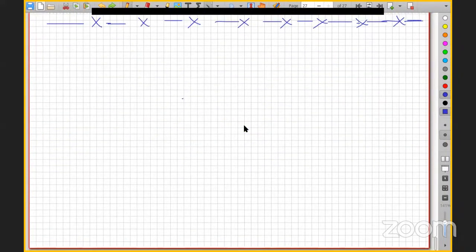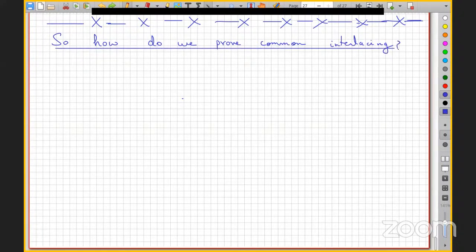Okay. So interlacing is good. So how do we get interlacing? Let's concentrate on the case of two polynomials first, so n equal to 2. So here is a lemma.